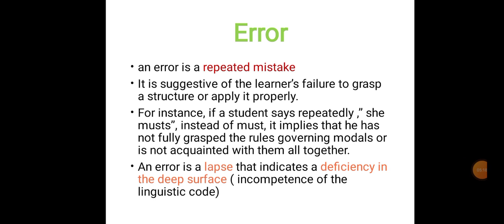Error is a systematic mistake. It can't be easily corrected. So the learner should use his or her consciousness to correct himself or herself. He or she should pay attention to his or her error in order to correct himself or herself. We have seen so far the differences between an error and a mistake.